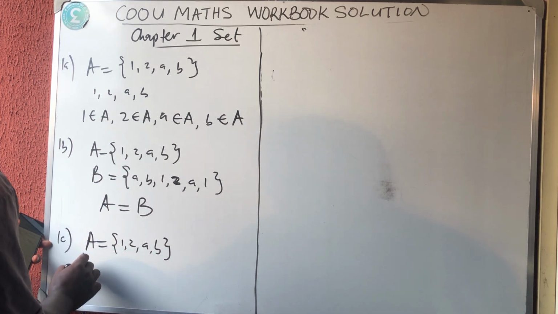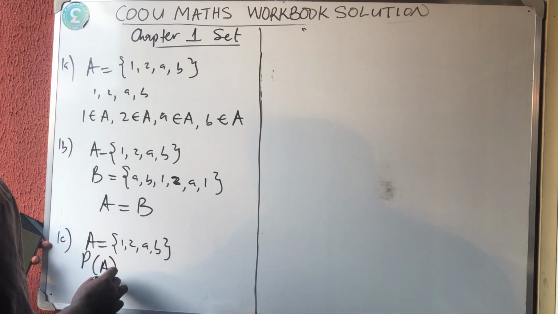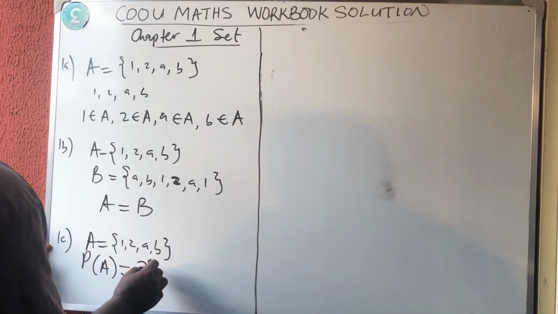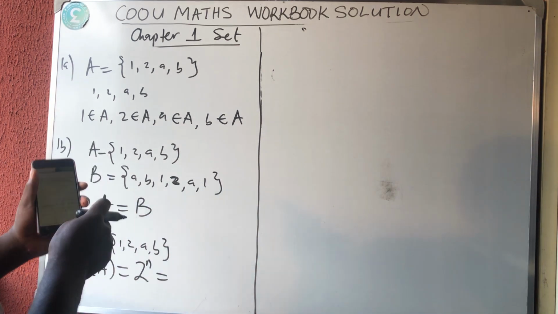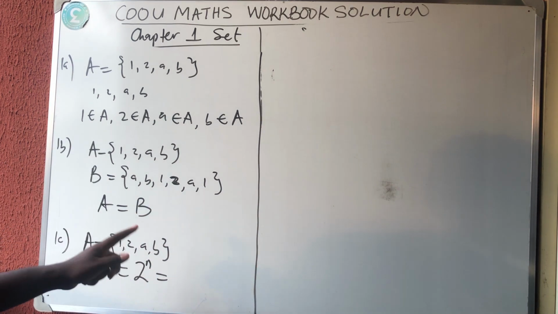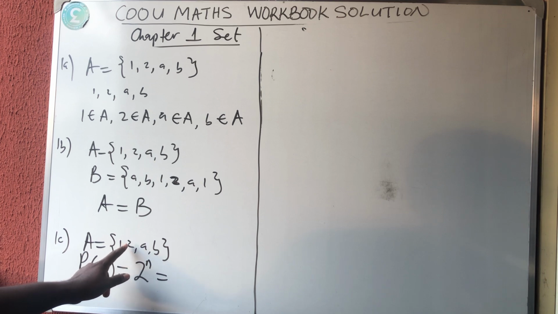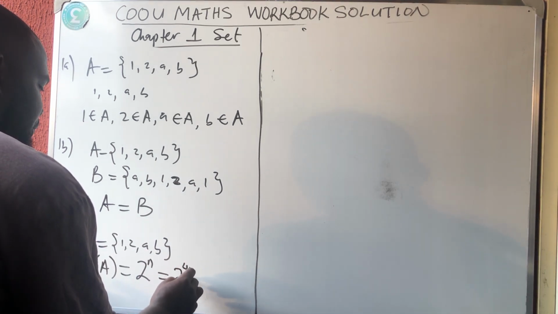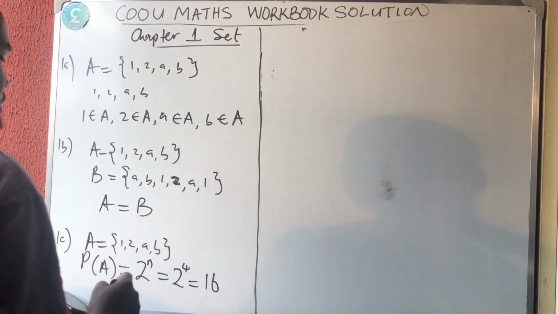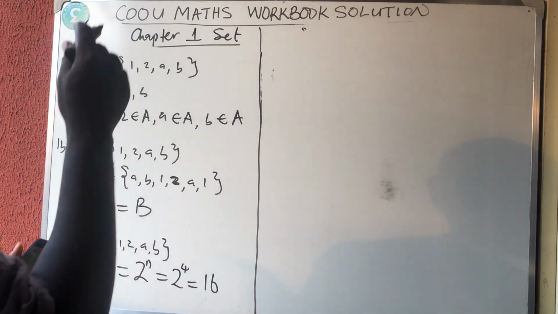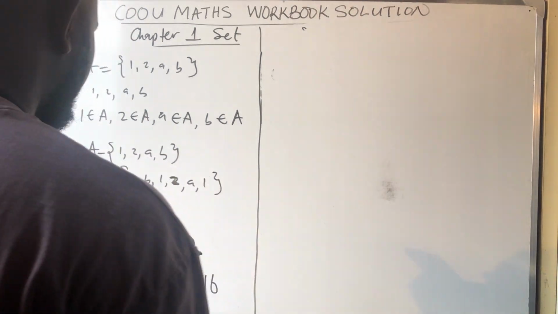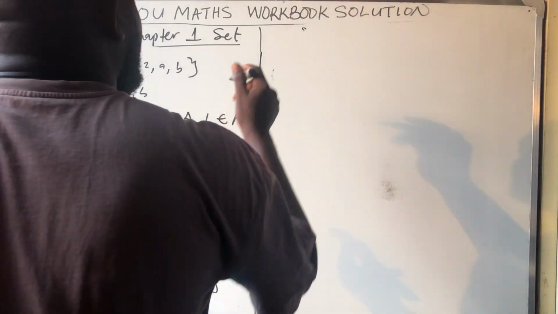Power of set A, there is a formula for it, which is 2 raised to power n, where n is the number of all the elements in that set. So how many elements do we have here? 1, 2, 3, 4. So I'm going to have 2 raised to power 4, and 2 raised to power 4 is 16, which means A is going to have 16 subsets. So the number of subsets in A will be 16. So we are done with question number 1.